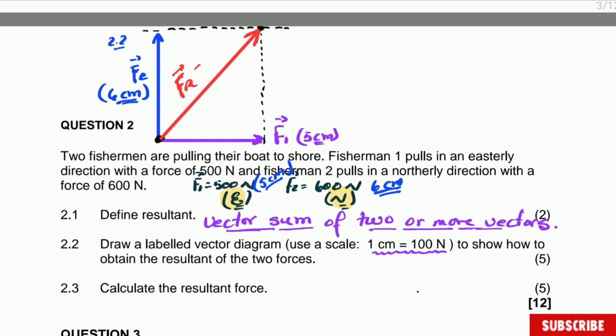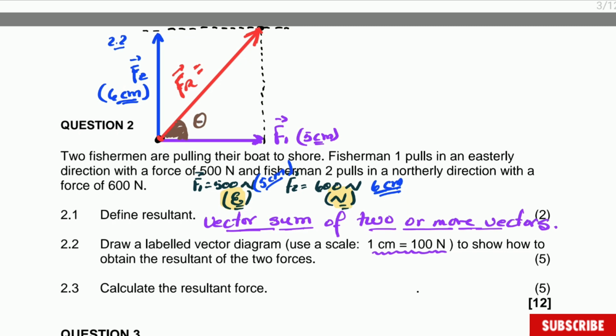The magnitude will be obtained by measuring with a ruler from the tail to the head of this vector. And the direction, which is an important point here, you can get by measuring this angle here with a protractor. This angle could give you the direction of this specific adding of vectors graphically.